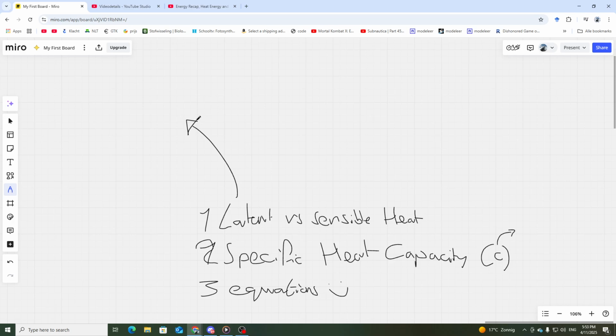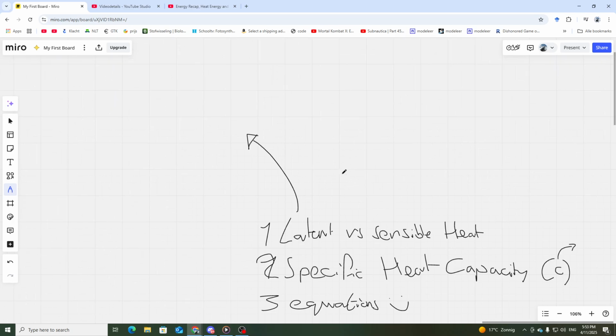Latent heat and sensible heat. These are two terms that describe two different forms of heat, as you can imagine, one of which is latent and one of which is sensible. Let's start with sensible since that is the easiest one.